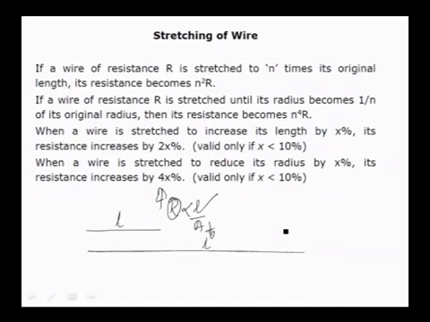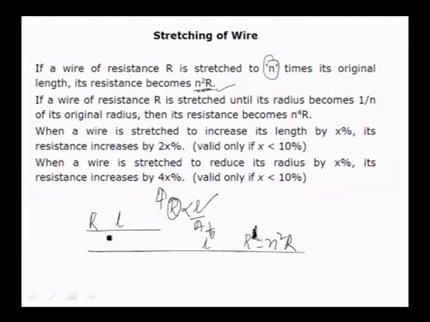The first one: if the wire resistance R is stretched to n times its original length, its resistance becomes n square R. If you stretch by n times, then the new resistance is equal to n square R. Say for example, this is equal to R, then the new resistance R dash is equal to n square R.